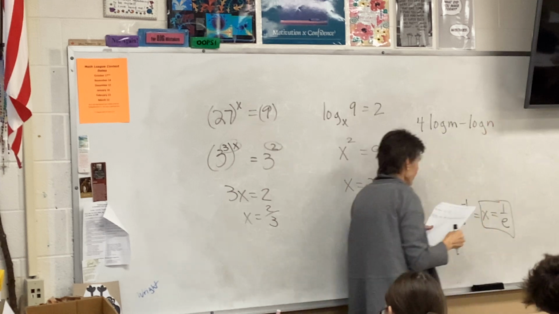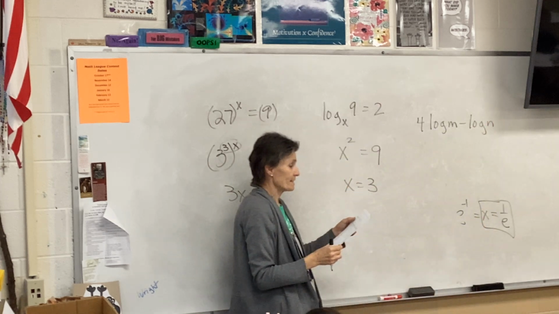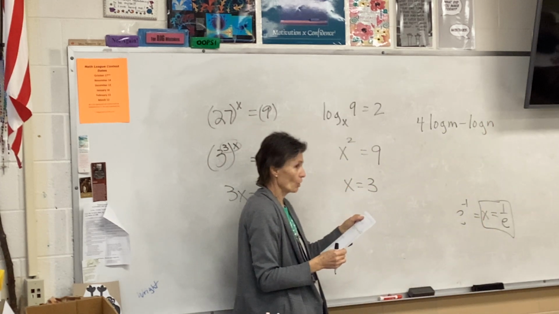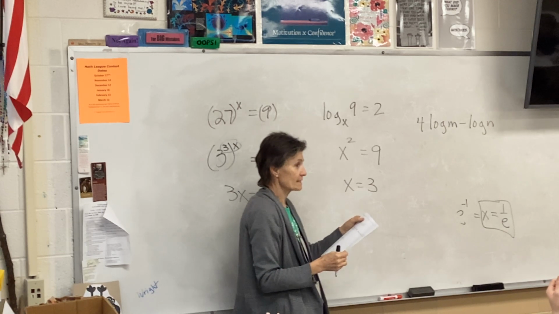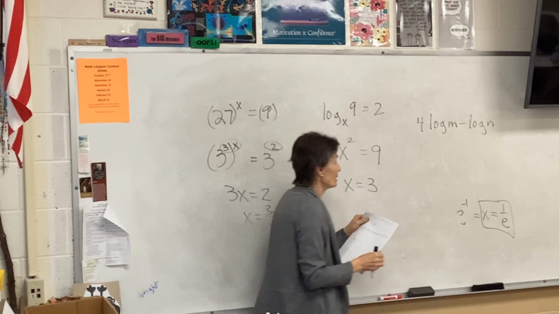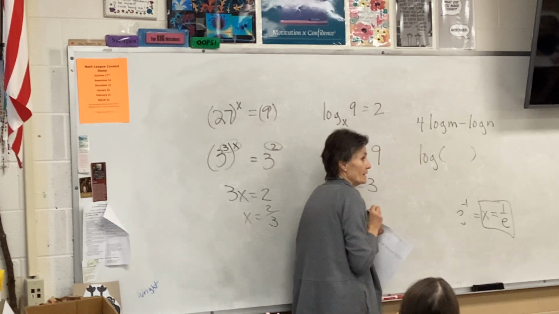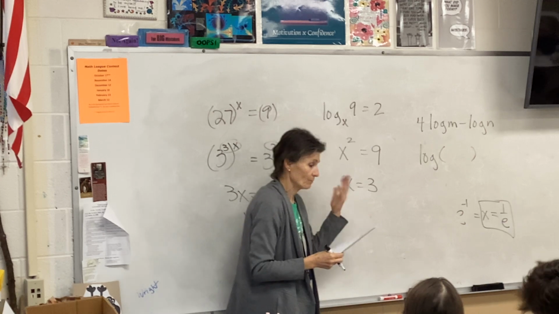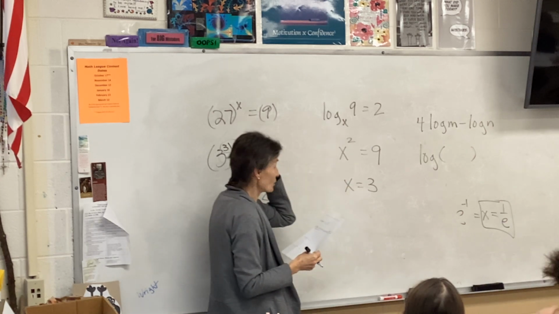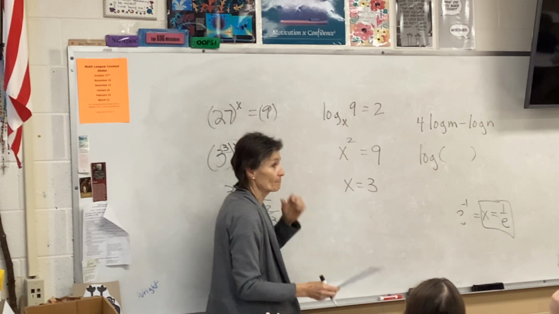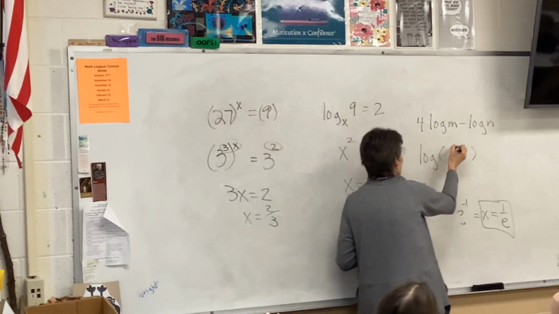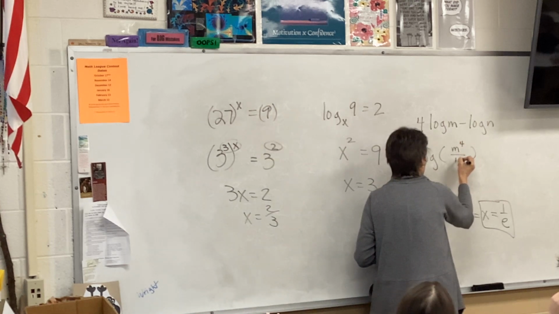The next one says write as a single logarithm. Okay, write as a single logarithm. So that means we're just going to log something. It's not an equation, you're just rewriting it. So what's going to go in that parentheses? M to the 4th divided by n.